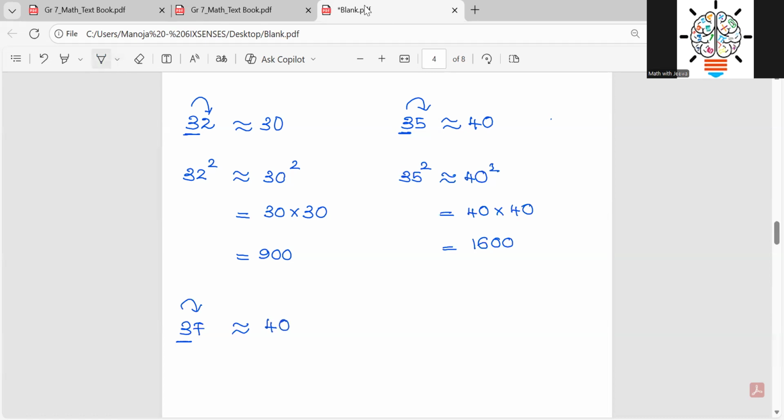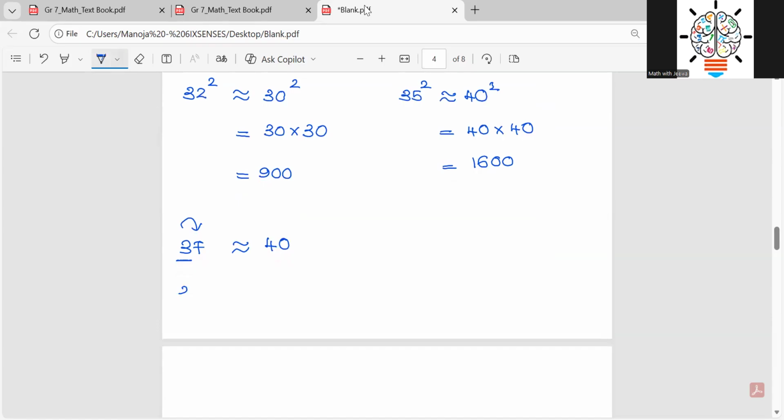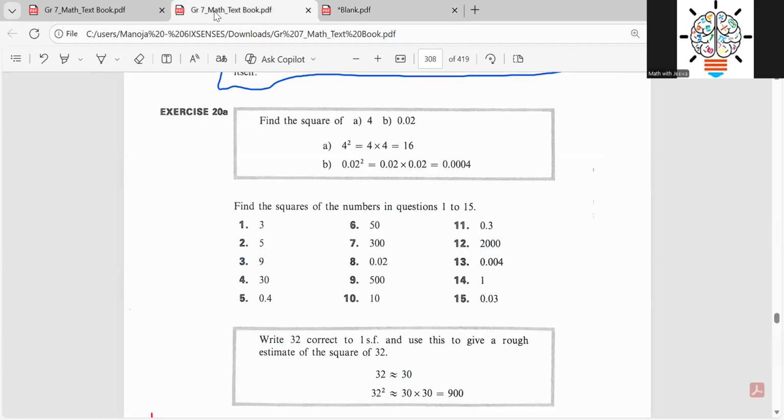So then if I want to write 37 square, how am I going to do that? Approximately this will be equal to 40 square. So then I can write it as 40 times 40. Then my answer will be 1600. Whatever the number they have given, children, no need to worry.